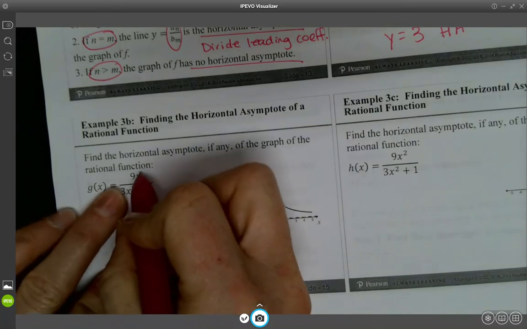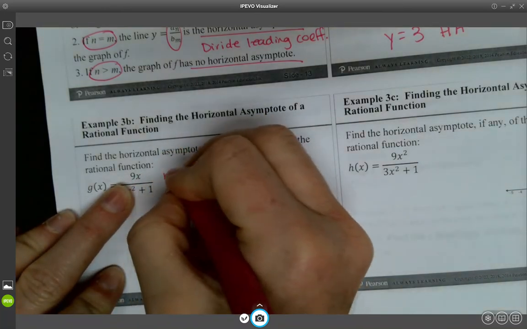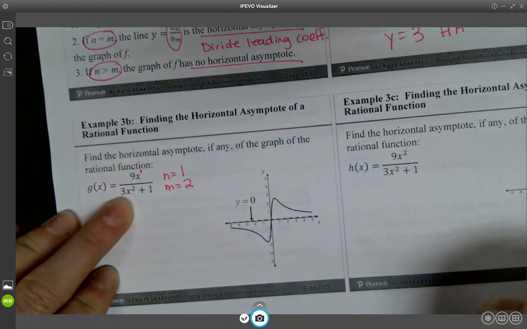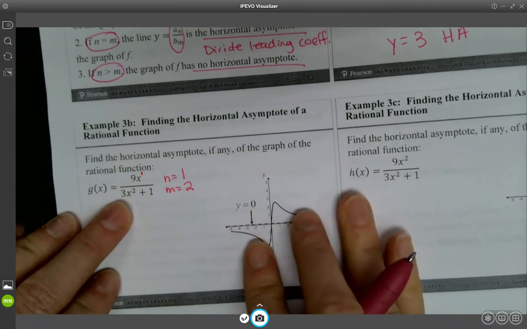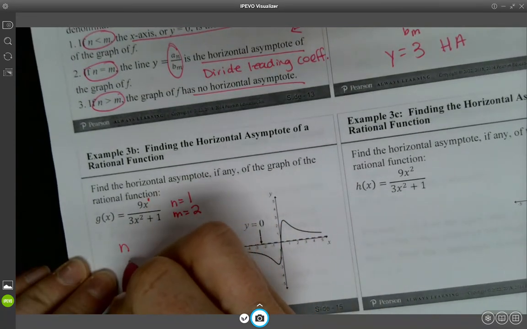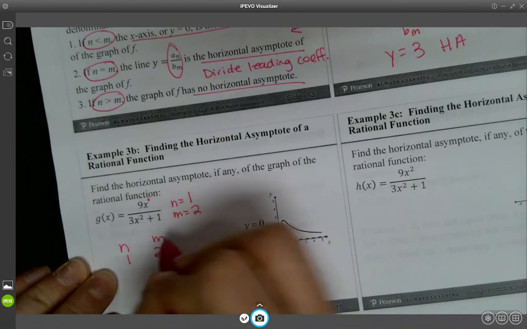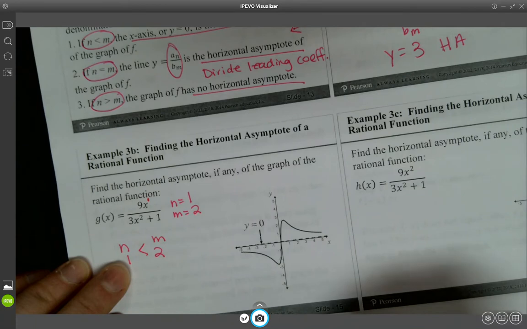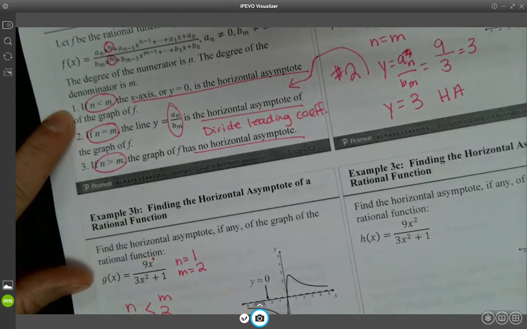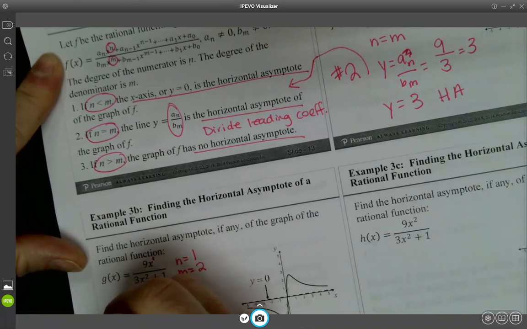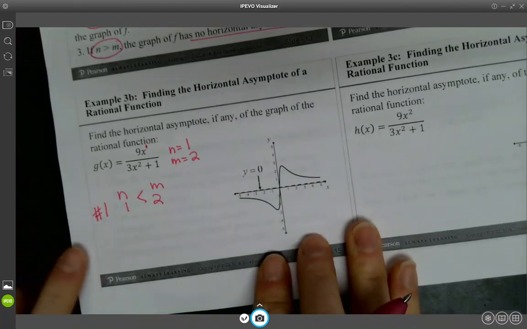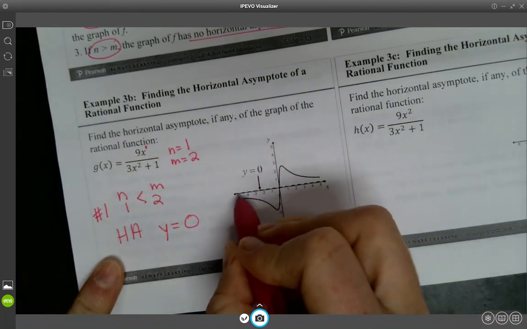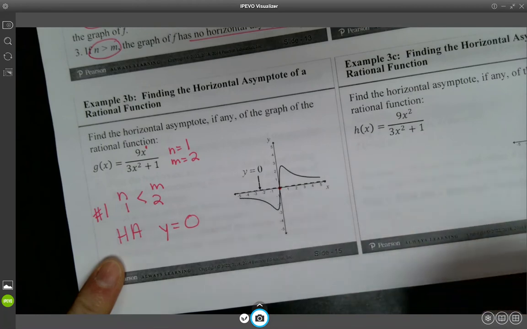Okay, let's look at the next one. n is my top, so that would be 1. m is my bottom, which is 2. So n, which is 1, compared to m, which is 2: n is less than m. So n being less than m is going to be number 1. Our horizontal asymptote is at the x-axis, or y equals 0. See how y equals 0? It's a dotted line on the x-axis.